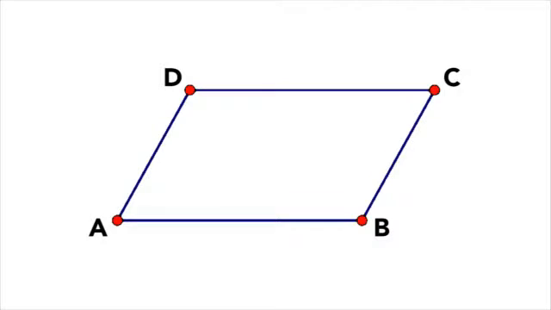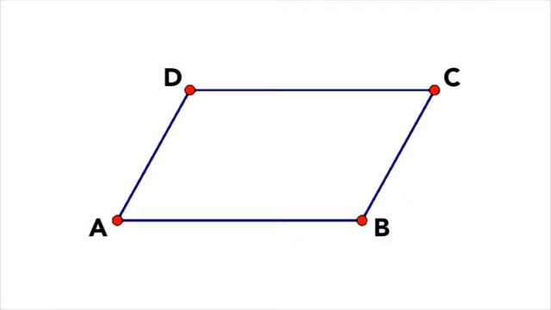Time to use all these tools to prove the different characteristics of a parallelogram. Let's start with the angles. I'm going to label the vertices of the parallelogram A, B, C, and D. We want to show two things about angles and parallelograms: that consecutive angles are supplementary and that opposite angles are congruent. The word consecutive means one after the other. So we want to prove that angles A and B are supplementary, angles B and C are supplementary, and so on.